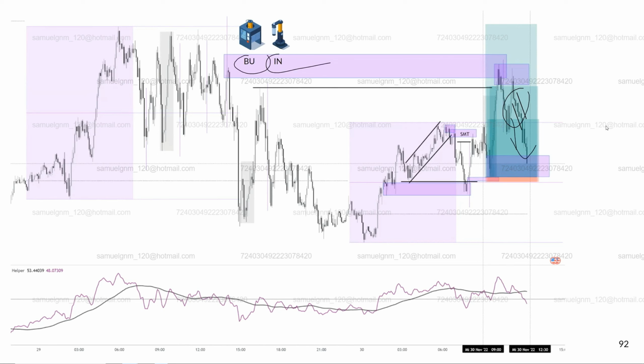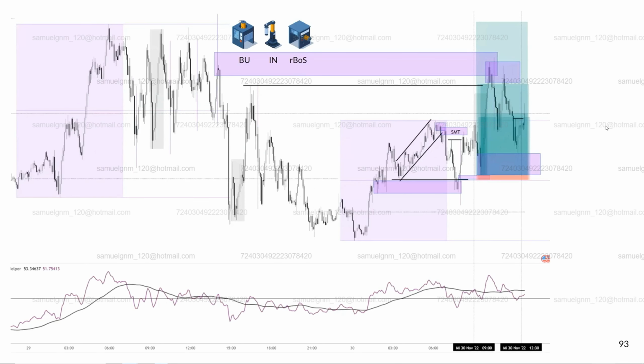There's no other stages. So we have to wait, right? For what? Relevant break of structure. So right, this thing now, this build-up into inducement, tapped into our mitigation point, right, into our point of interest.